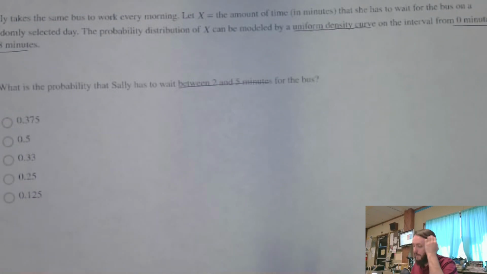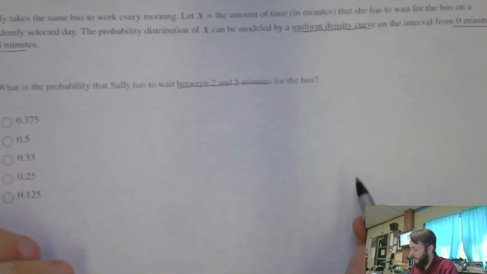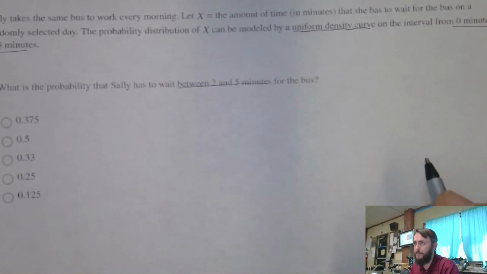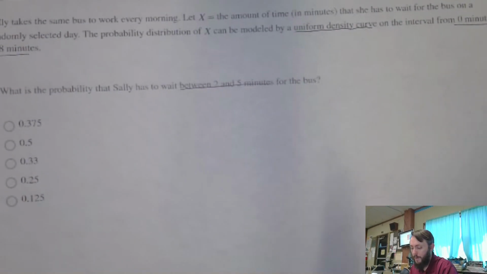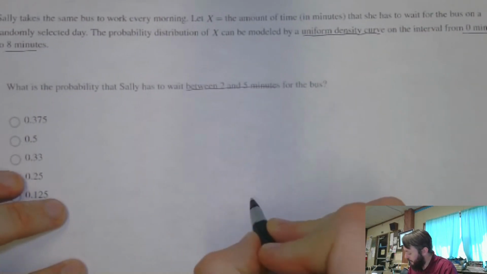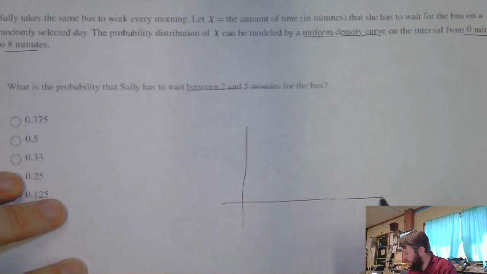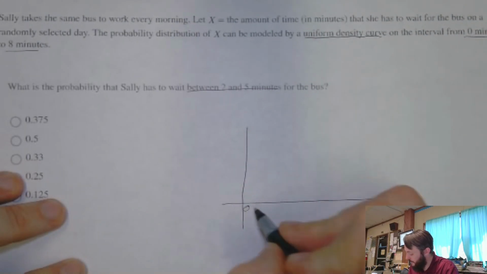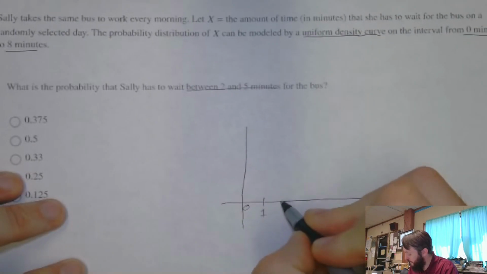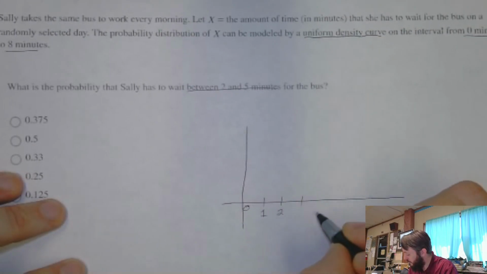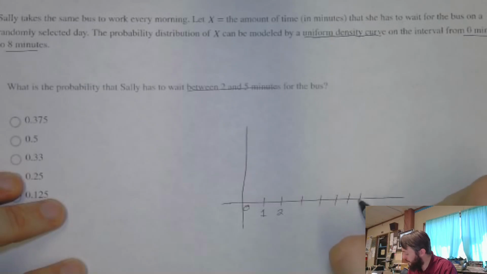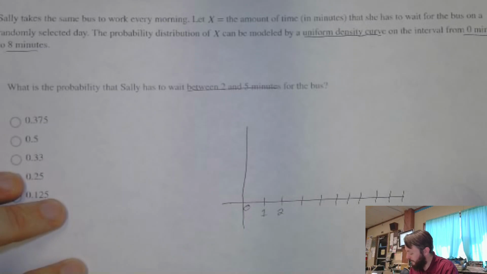Now, if we want to see what that looks like, uniform density basically just means a rectangle, that we have the same probability density for any particular value. So here, the y-axis will have probability density. Don't worry about that. We start at 0 there. Then 1 minute, 2, 3, 4, 5, 6, 7, 8, 9, 10.